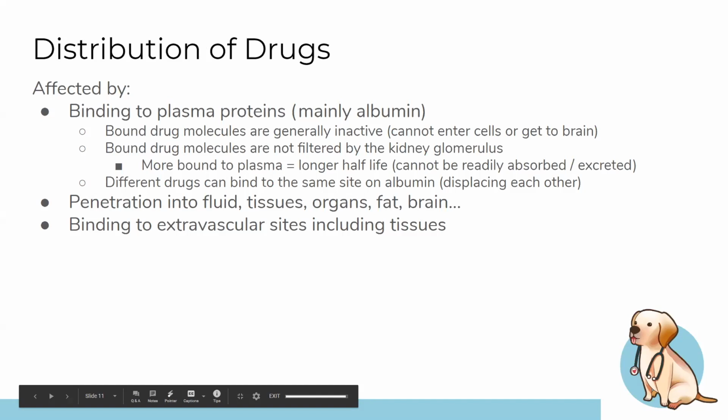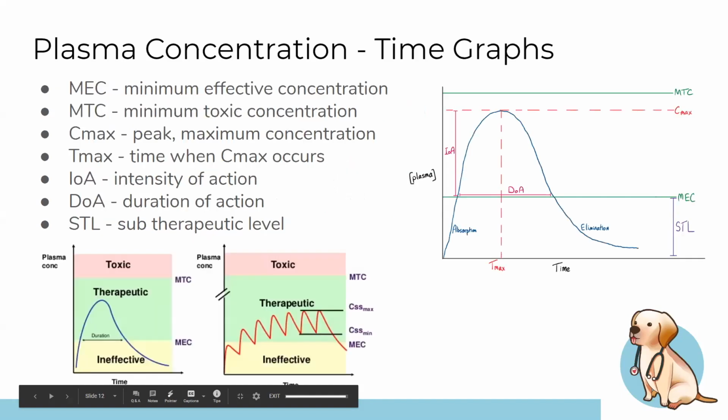So they're not excreted. That means that if there's more of the drug bound to plasma proteins, then it has a longer half-life. And different drugs can bind to the same site on albumin, so they can displace each other. Distribution is also affected by drugs' penetration into fluids, tissues, organs, fat, and the brain, and also binding to extravascular sites, including tissues, so sites outside your systemic circulation.